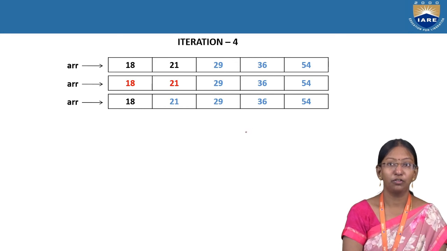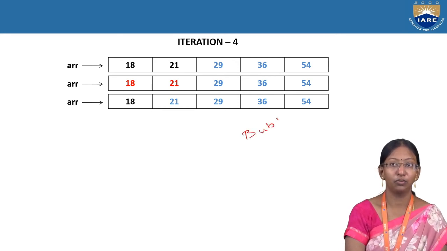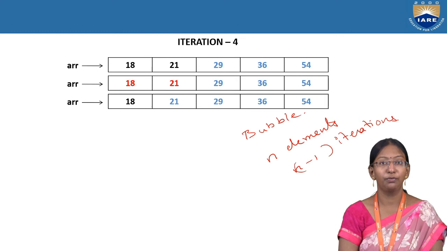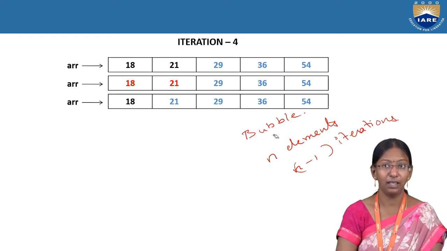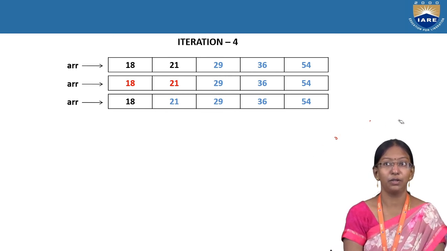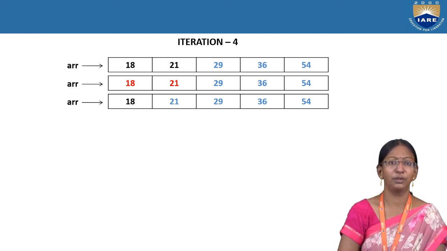Remember, in bubble sort, the funda is: if there are n elements, then you will have n minus 1 iterations. Please make a note of this one. If in bubble sort we have n elements in the list, then we will have n minus 1 iterations. Why? Because we need not compare the last element with any other element to sort. It gets sorted. It is in its first position. We need not compare it with anyone, right?